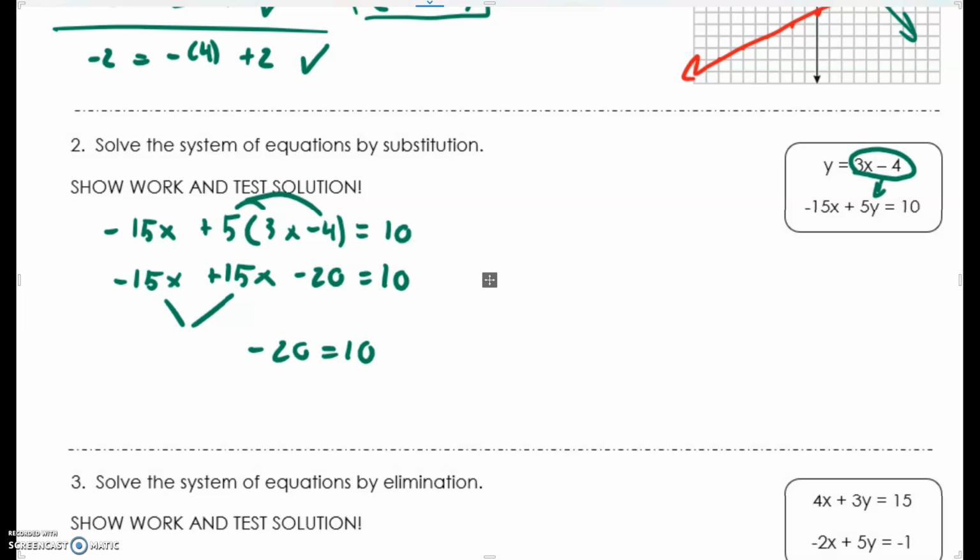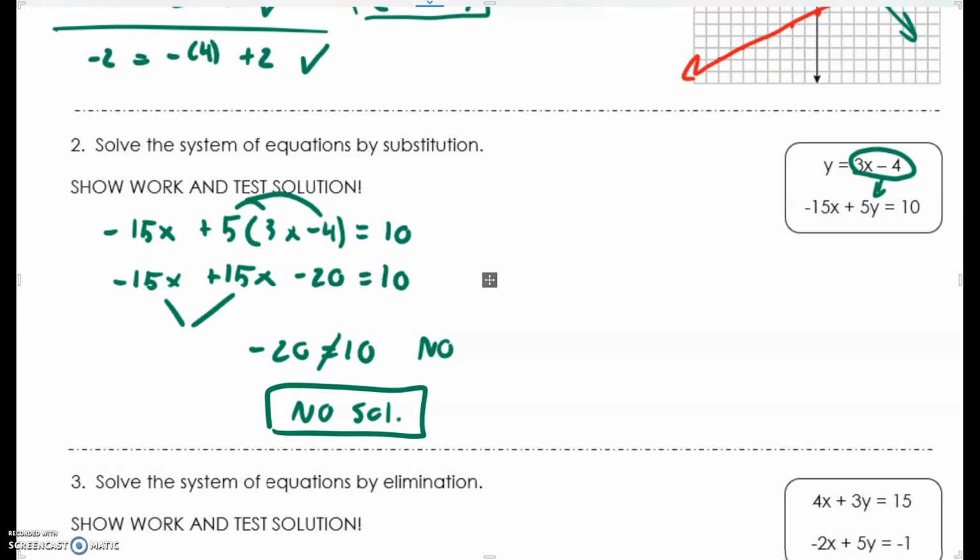So this is one of our special cases. Whenever the variables cross out like that, you just look at what's left and you answer, is it a true or false statement? Does -20 equal 10? No, it does not. That's a false statement. So what happens was, this is a no solution problem. Okay, so whenever you're left with a false statement, you're going to put no solution.